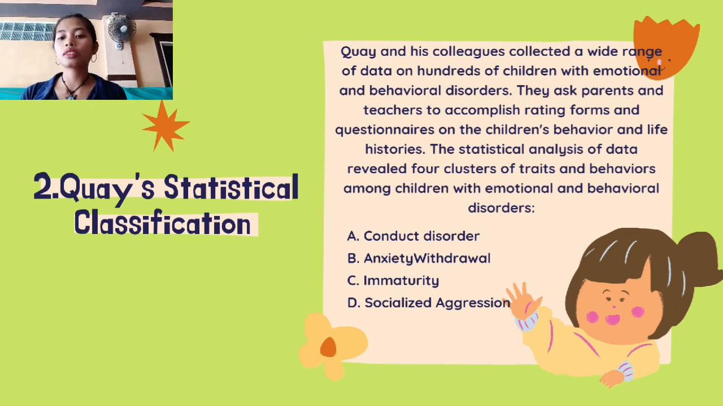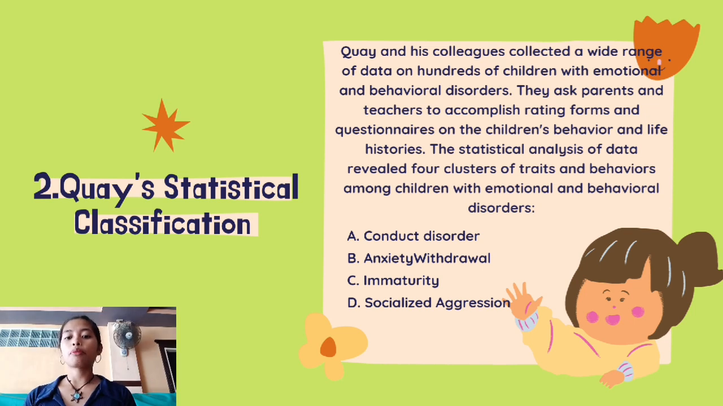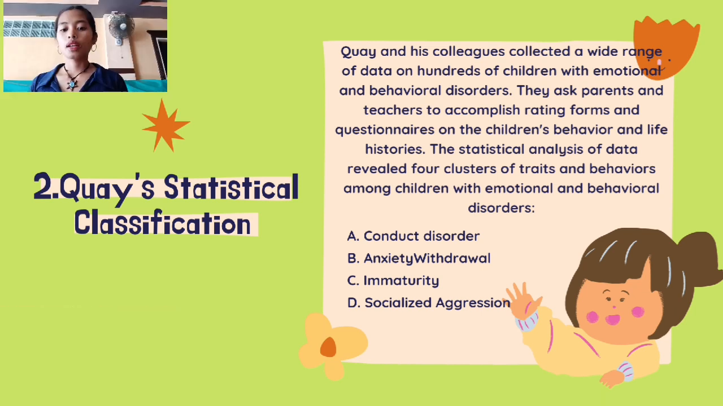First is conduct disorder. It is characterized by disobedience, being disruptive, getting into fights, being bossy, and temper tantrums. Second is anxiety withdrawal, sometimes called anxiety disorder, manifested by social withdrawal, anxiety, depression, feelings of inferiority, guilt, shyness, and unhappiness. Third is immaturity, shown in short attention span, extreme passivity, daydreaming, preference for younger playmates, and clumsiness.